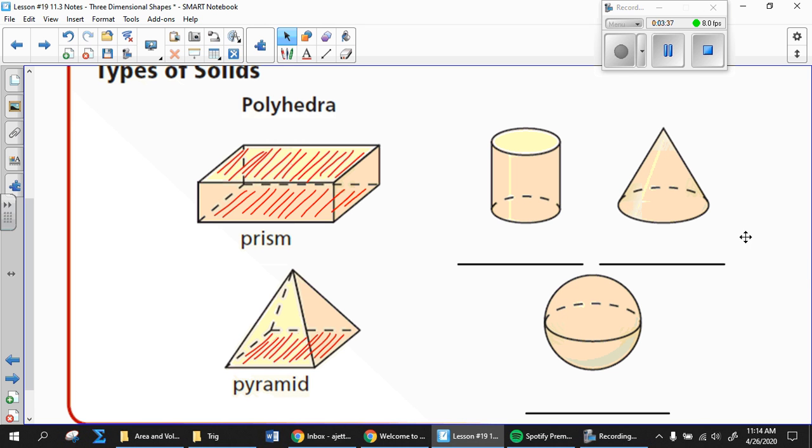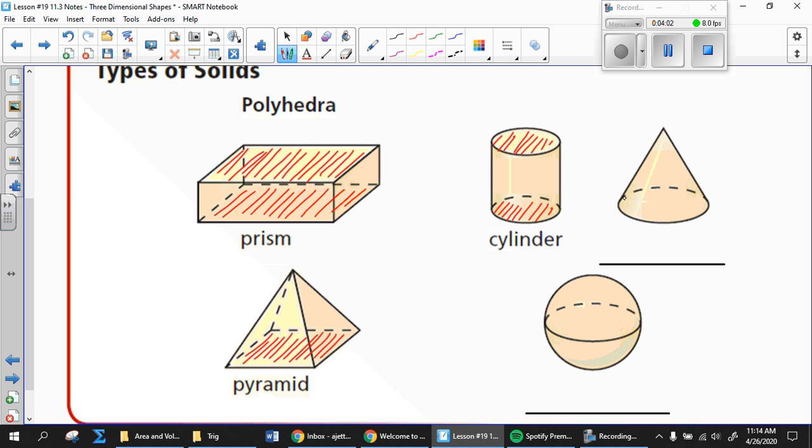Over here, notice now on these we have circular bases. So this one here, I have two circular bases. So circle down here, circle up here. That is what we call a cylinder. Second one, circular base, but there's just one of them. So notice a cylinder is very similar to a prism, but the base is a circle. This one here, a cone.